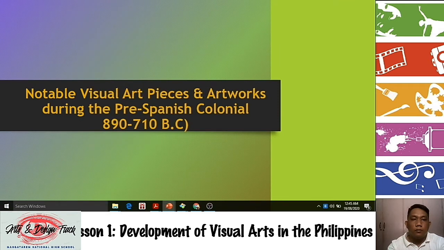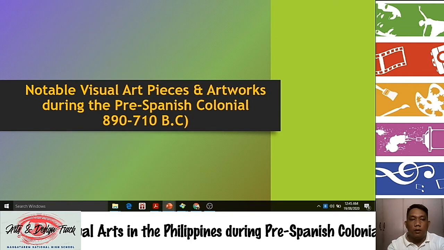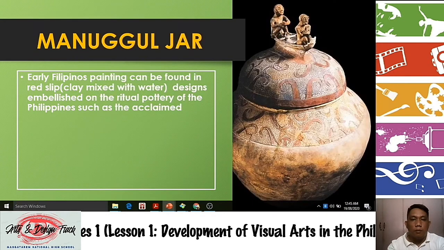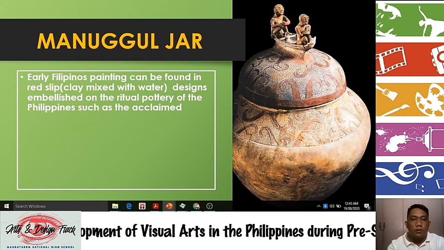Here are notable visual art pieces and artworks during the pre-Spanish colonial period. First, we have the Manunggul Jar. Early Filipino painting can be found in the red slip, clay mixed with water, designs embellished on the ritual pottery of the Philippines such as the clay.